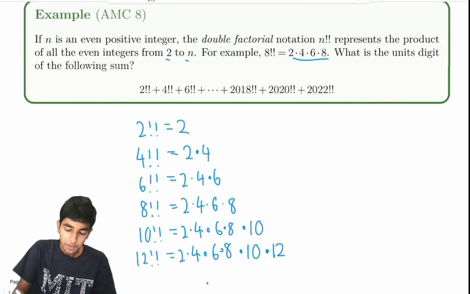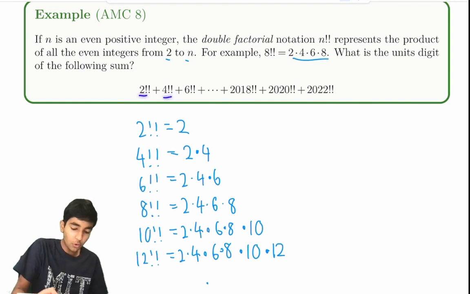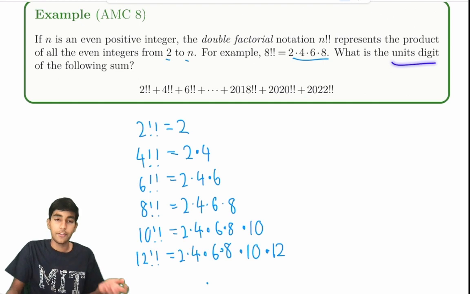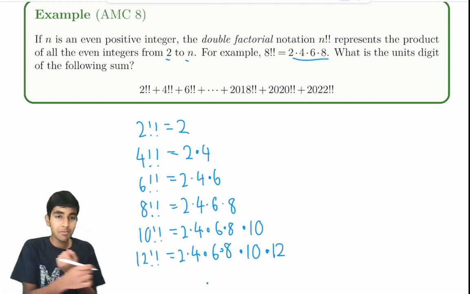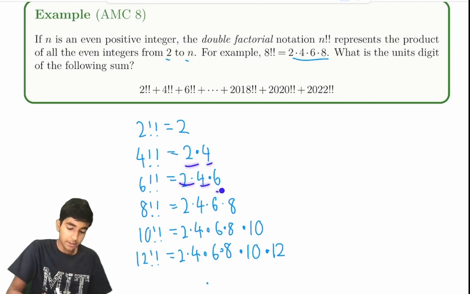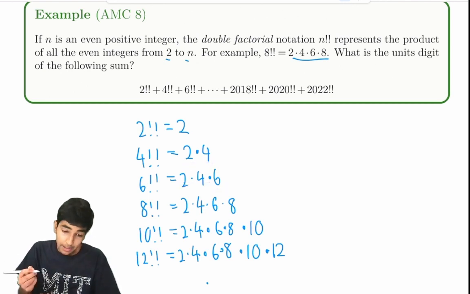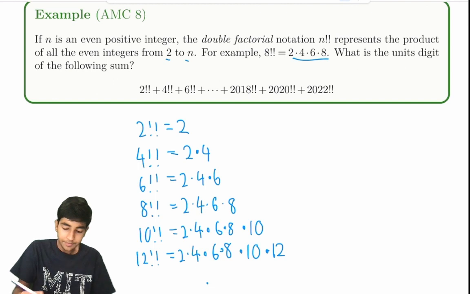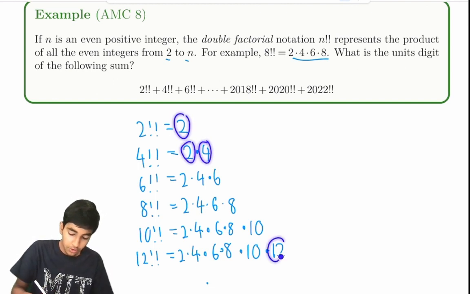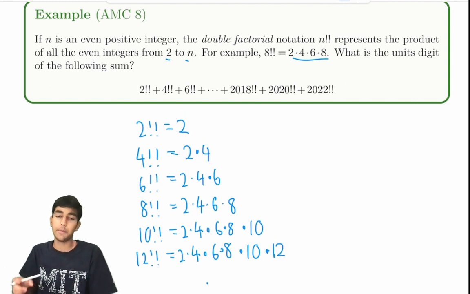So the question is, find 2 double factorial plus 4 double factorial all the way till 22 double factorial, the unit digit of that. So like we just explored, because we only care about the unit digit and we're multiplying a bunch of numbers together, essentially the product of these numbers, we can just take the unit digit of all these numbers and multiply them together.